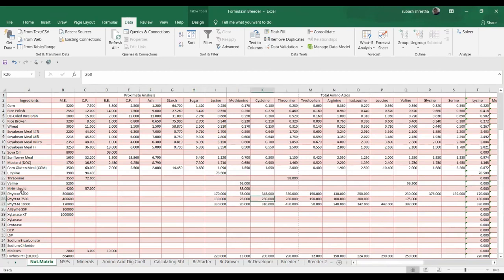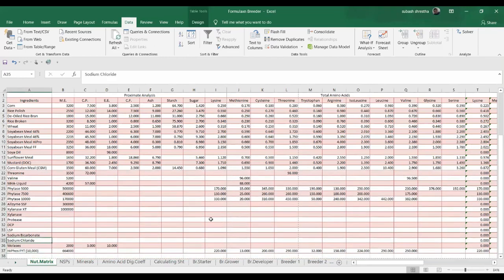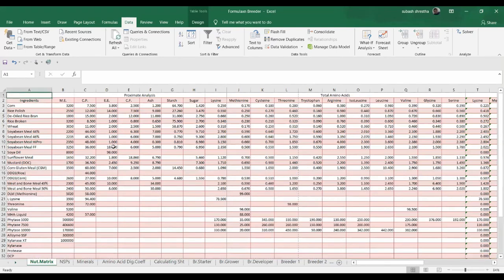So here I have included the matrix of the phytase also, and then the NSP enzymes. I have included the matrix for the NSP enzyme also, and xylanase is also an NSP enzyme. These are the enzymes I've been using right now in my feed. This is the matrix for the ingredients, data I've got from various sources, and I've compiled it and put it in here. If you want it, I can share this file with you also.